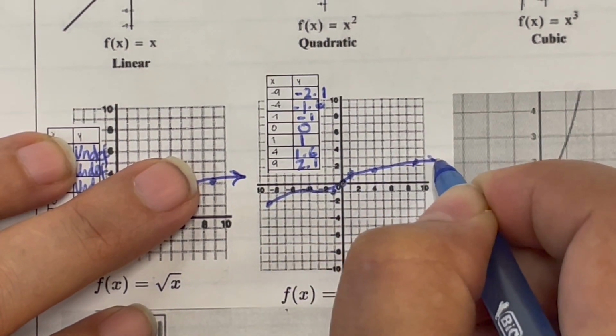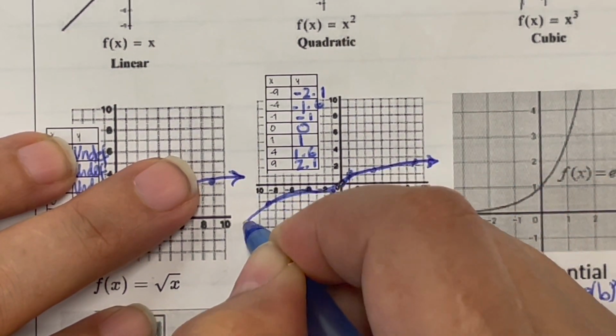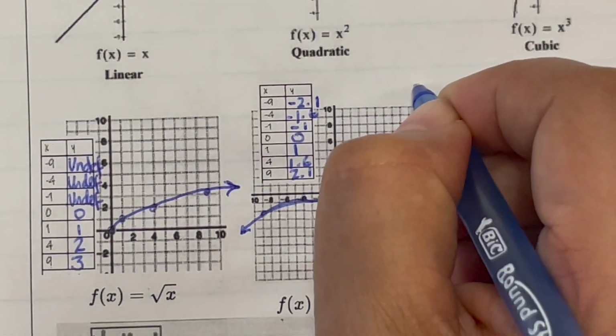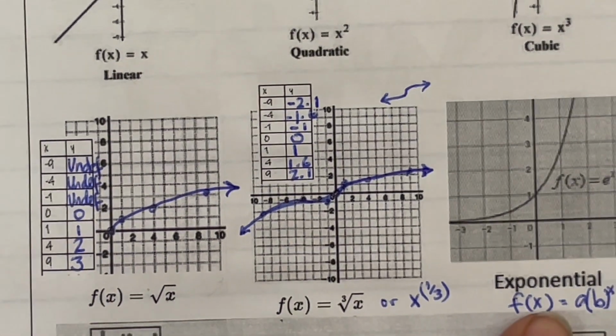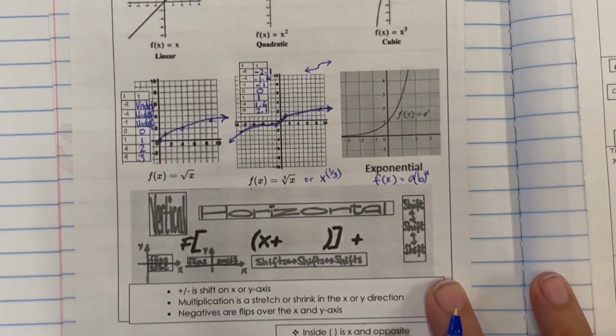All right, go ahead and join those dots and extend the line in both directions. And this is what the cube root of x looks like. So it looks like an S stretched out in both directions. Okay, this is what an exponential looks like.